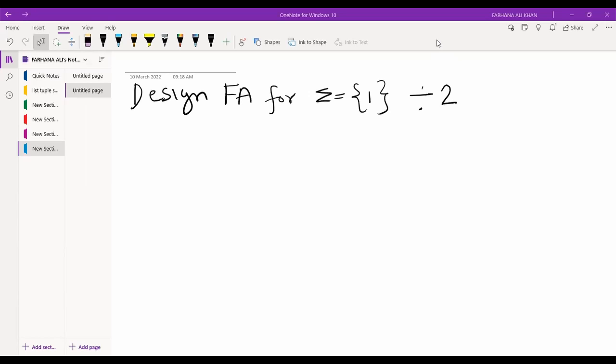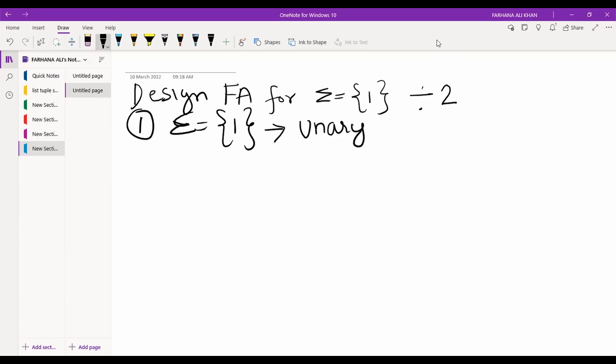Today we will design finite automata for sigma equal to 1 divisible by 2. First of all, we will understand what sigma equal to 1 is. Sigma equal to 1 indicates that this is a unary number system.